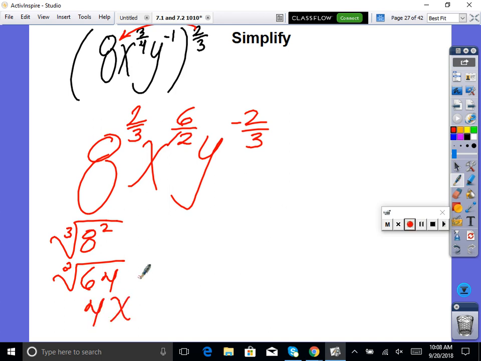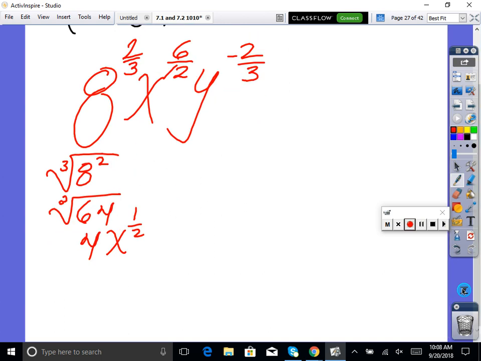Now we have an x to the 1/2, don't we? And then what should we do with our negative exponent? Flip it. So we'll have y to the positive 2/3 on bottom. Wait, why do you... Because 6 divided by 12 is 1 divided by 2. Oh, I don't see the one in front of the 12. I know it's the 6 divided by 2. Gotcha. I see what you're saying.